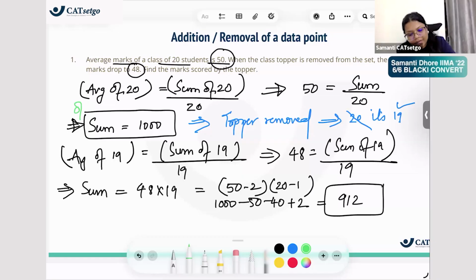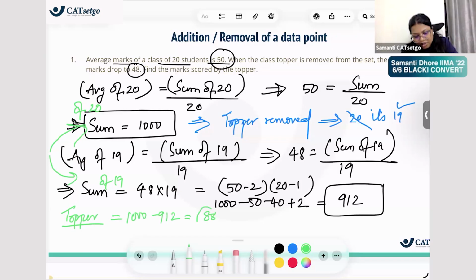So this shows you the sum of 20 people and this is the sum of 19 people, right? So when the topper was removed, the sum also changed. Whatever the difference of these two sums will tell you what was the topper's score, because the topper you removed, the rest remain the same. So basically the topper's value is equal to 1000 minus 912, which is 88. So the topper had 88 marks. Are we good about this? Did you understand this concept? Yes.